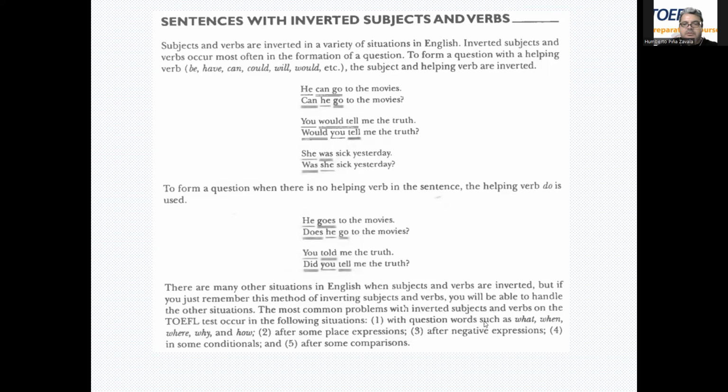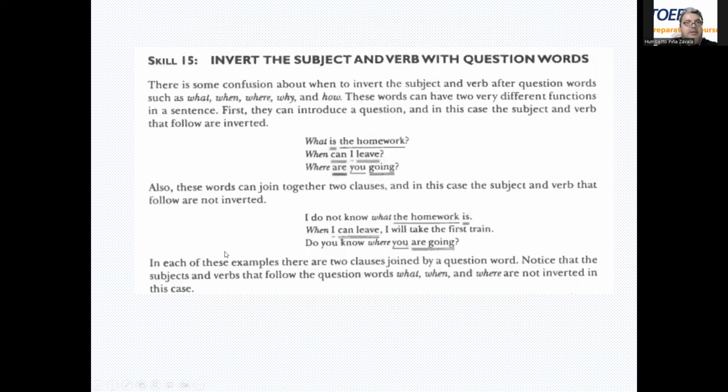1. With question words such as what, when, where, why, and how. 2. After some place expressions. 3. After negative expressions. 4. In some conditionals. And 5. After some comparisons. So, we're going to start with skill 15, invert the subject and the verb with question words.